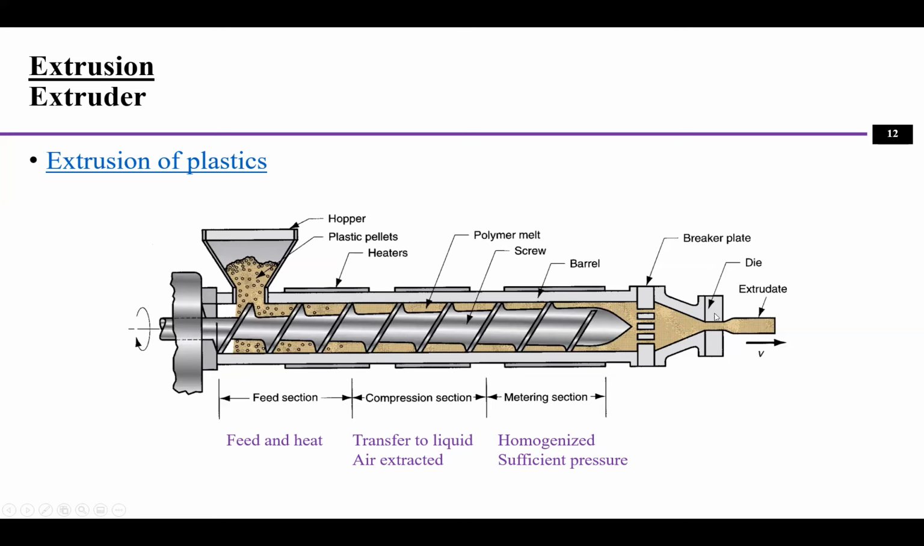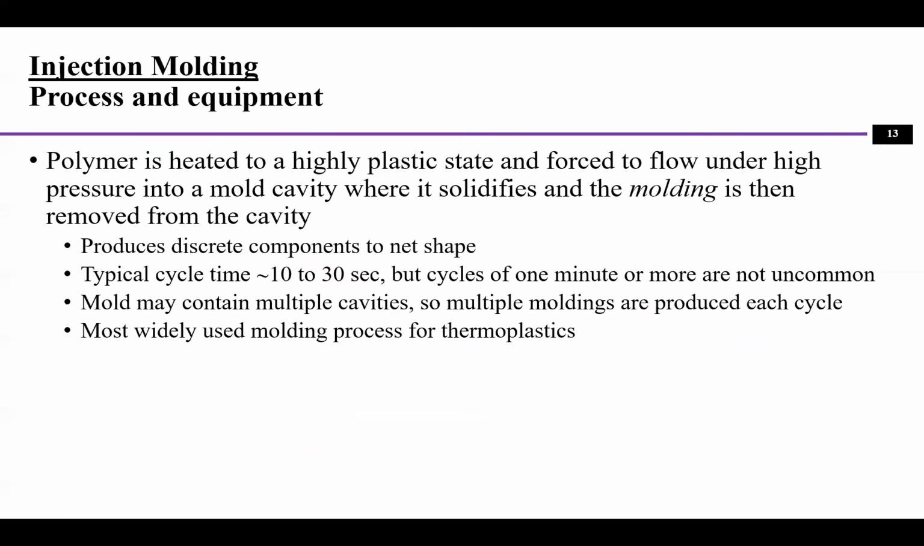And then after that, it will come out from the die, depending on the size of the die and also the shape of the die. You can make a different shape of the extrudate. And please watch this video so you can see how this process works.